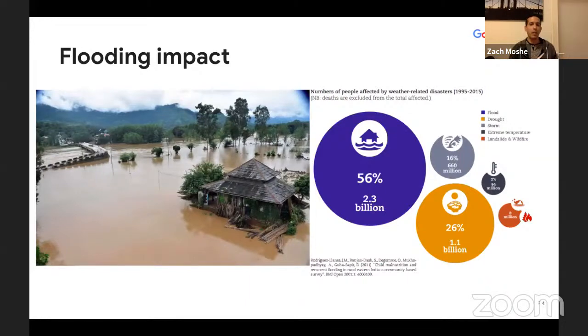What you can see in this chart is that floods can account for something like half of the weather-related disasters in terms of affected people. We know from long-term statistics that in a median year, around 10,000 people will die from floods in those areas. And the economic damages are enormous, in the tens of billions of dollars.